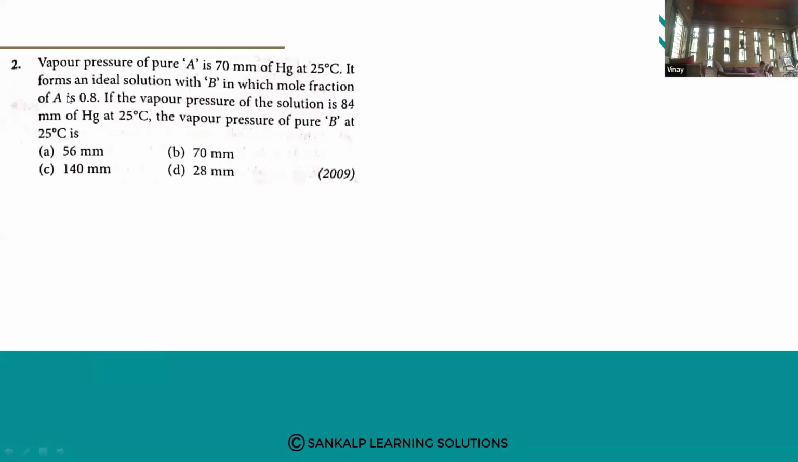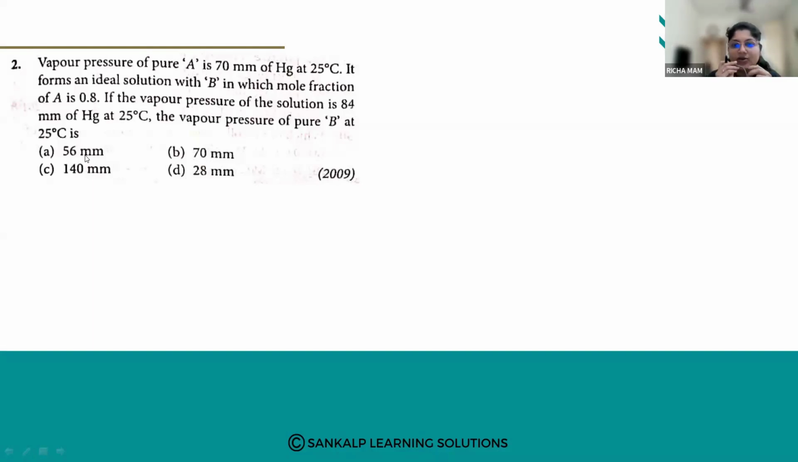Let us go for the next one. Vapor pressure of pure A. There are two liquids, pure liquid A and pure liquid B. The vapor pressure of pure A is 70 mm of Hg at 25 degrees Celsius. It forms an ideal solution with B, in which the mole fraction of A is 0.8. If the vapor pressure of the solution is 84 mm of Hg at 25 degrees Celsius, the vapor pressure of pure B at 25 degrees Celsius is. Okay, so this is our question.